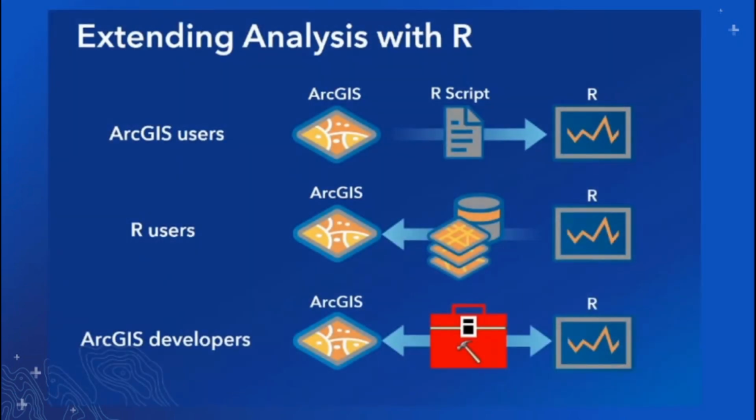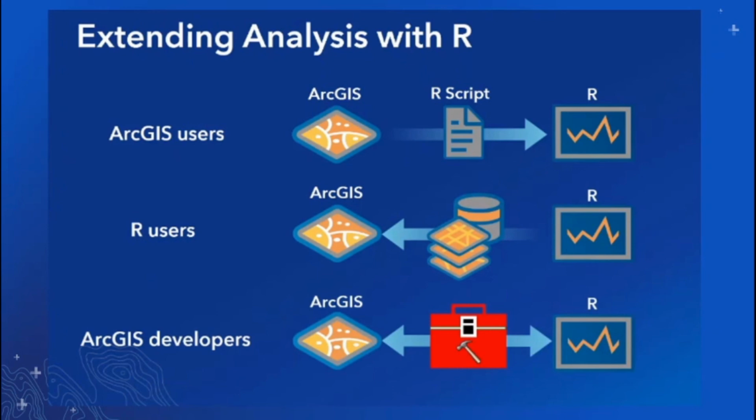Finally, while still keeping with our theme of extending analysis in ArcGIS Pro, let's discuss extending analysis with R, which is a well-known statistical computing language. Extending analysis in ArcGIS Pro with R is made possible through the use of a tool called the ArcGIS Bridge. The ArcGIS Bridge has 3 scenarios which you can use to enable analysis with R in ArcGIS Pro.